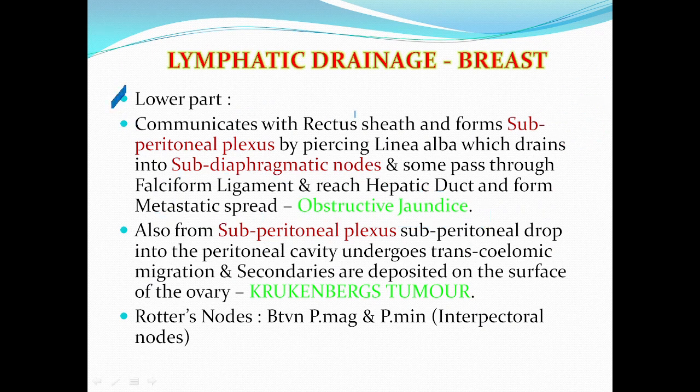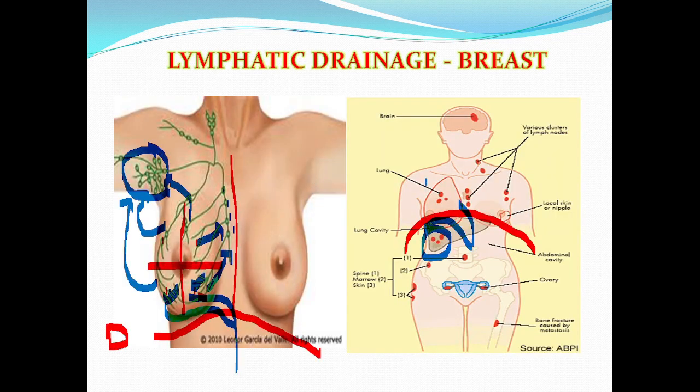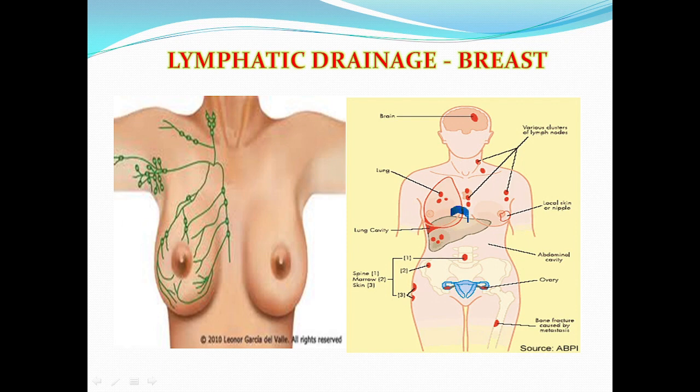So in the lower part, the lymphatics communicate as subdiaphragmatic lymph nodes. They enter into the liver, and by metastatic spread the cancer cells affect the liver, leading to obstructive jaundice. This is one way. And another way: once the lymphatics are in the abdomen, one pathway affects the liver, causing obstructive jaundice. Some lymphatics directly drop down and affect the uterus. Over the uterus, you have fallopian tubes on either side, attached at the level of the infundibulum by different ligaments. The name of the organ is the ovary, to be remembered.